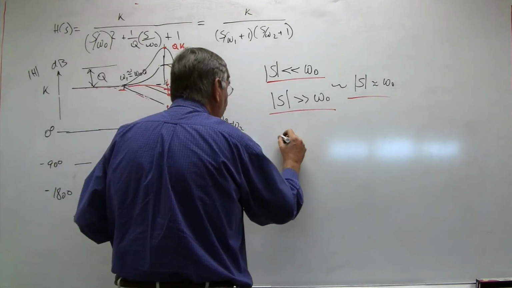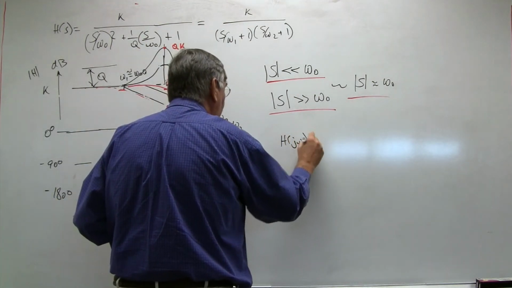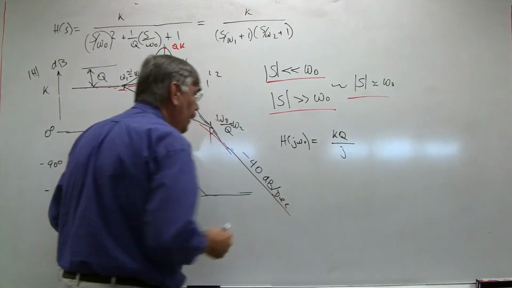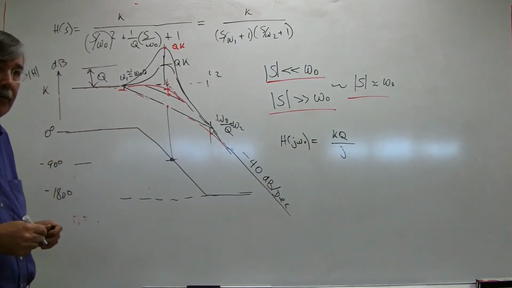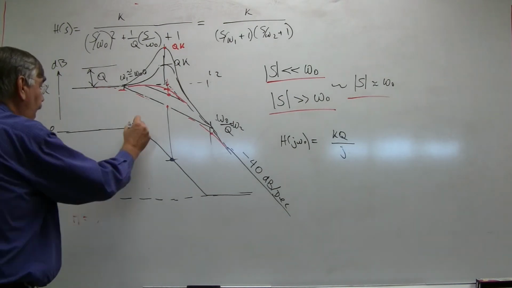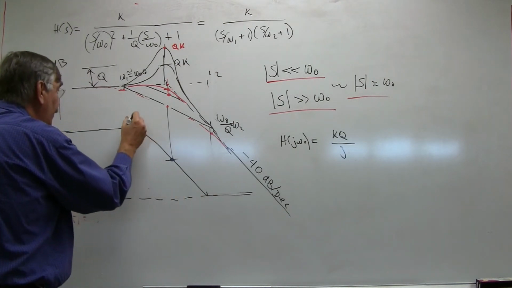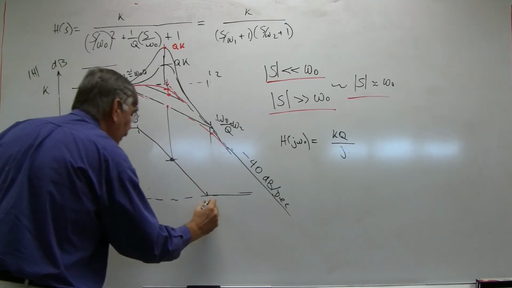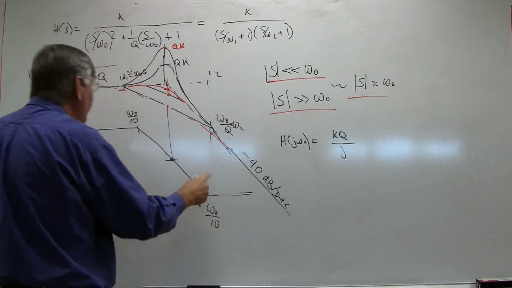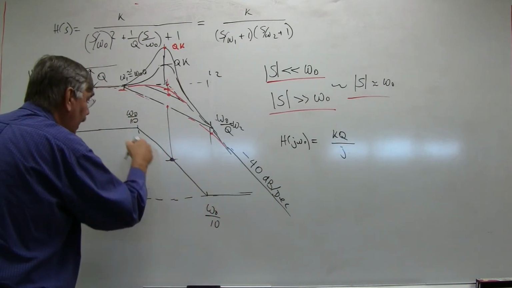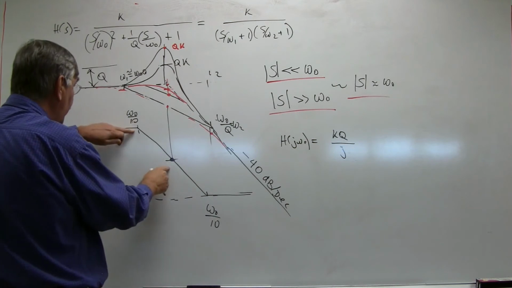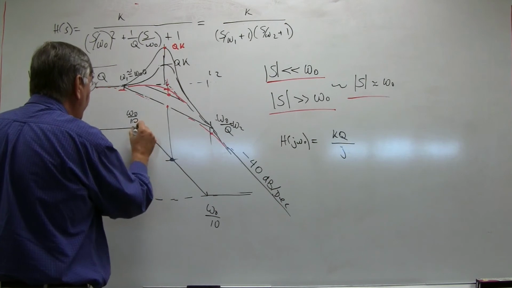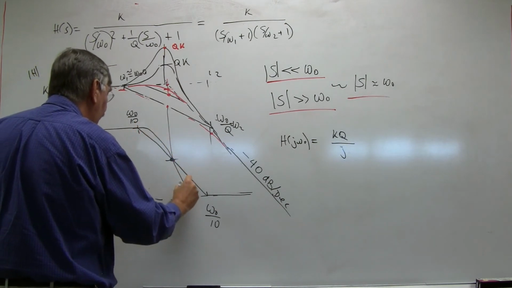A few minutes ago, I said that H of j omega naught is equal to kq divided by j. Minus j is minus 90 degrees, so it's always that. In this example with q equals a half, these break points are at omega naught over 10 and omega naught times 10. So what we see now is a single straight line, 90 degrees per decade. As we begin to increase q, we get a family of curves where these things get steeper.